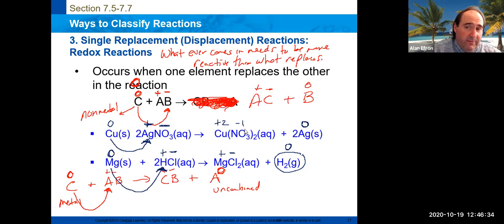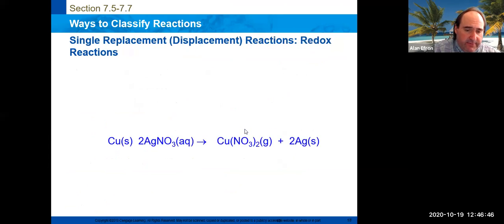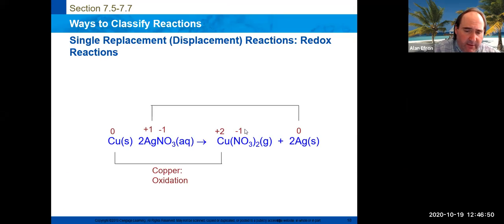There are also, as we have been talking about, redox reactions occurring as well. Any questions on that? So let's take a little closer look at those redox aspects of it. As I mentioned before, if we look at the copper first, again, the oxidation state of copper by itself is 0.